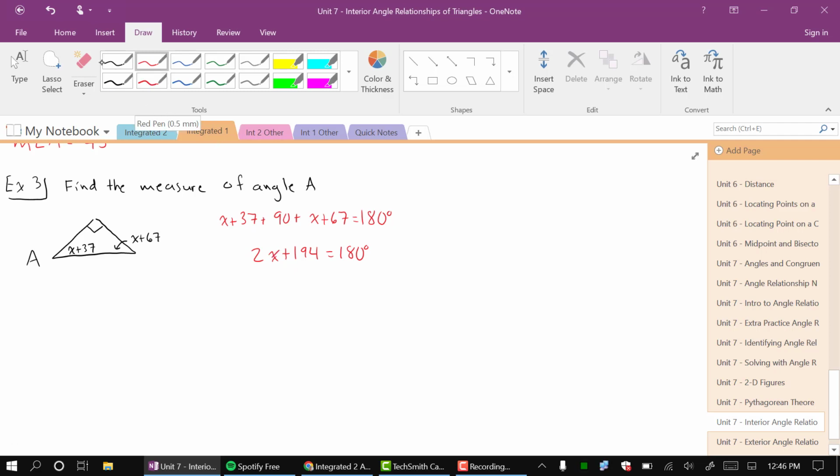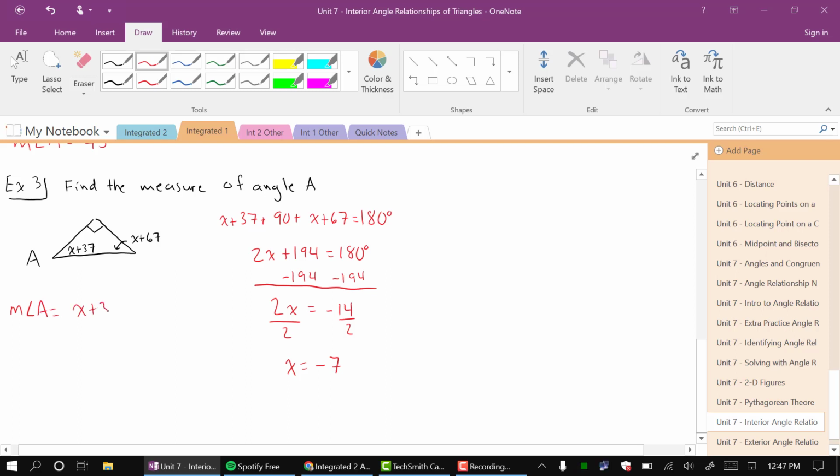So to solve this equation, I'm going to subtract 194 from both sides. So minus 194 minus 194. I get 2x equals negative 14. Divide by 2. Divide by 2 gives me x equals negative 7. Again, I'm not solving for x, I'm solving for angle A. So I'm going to plug it back in. Measure of angle A equals x plus 37.